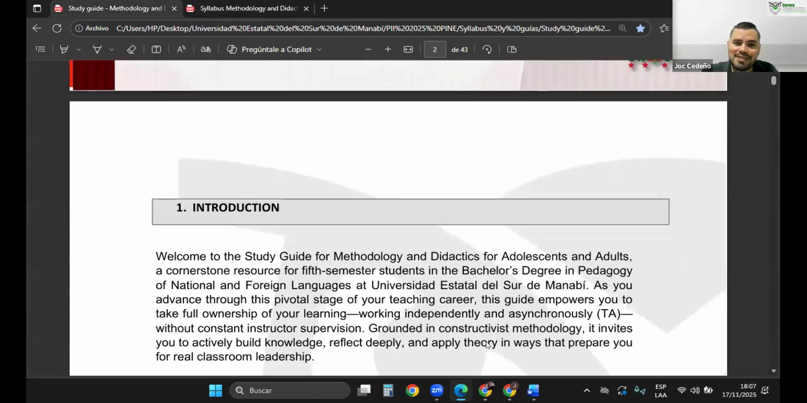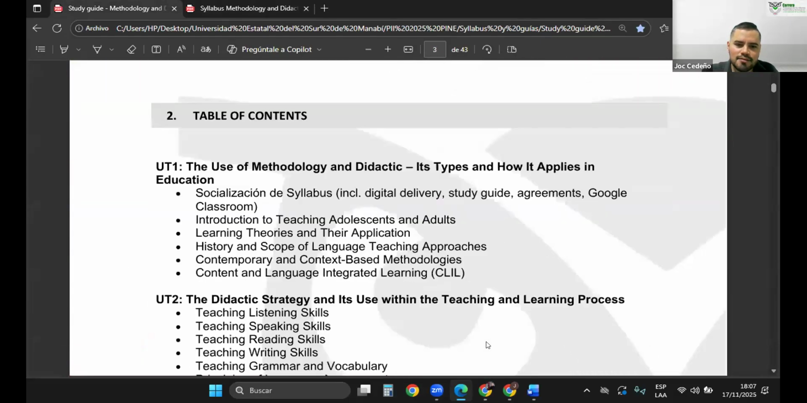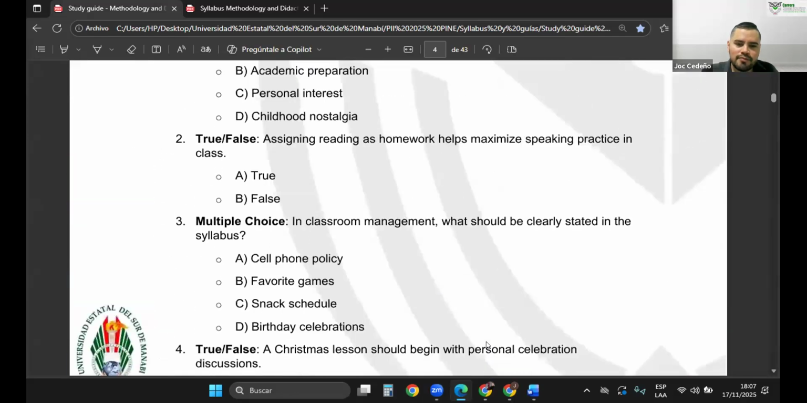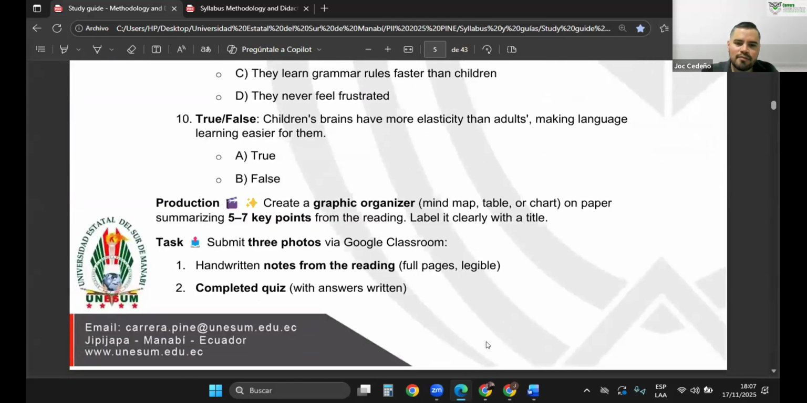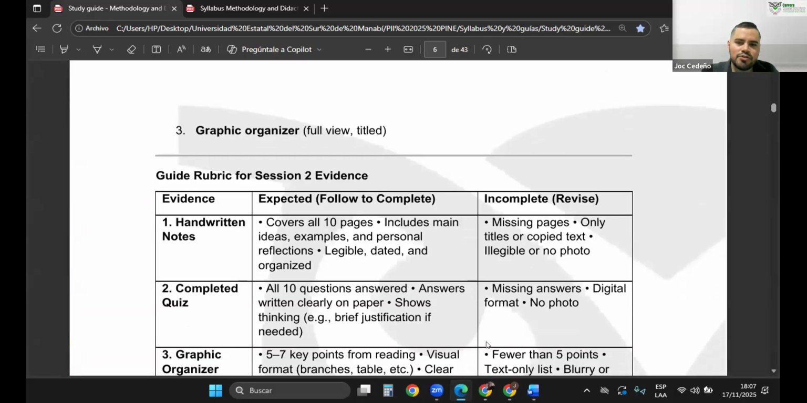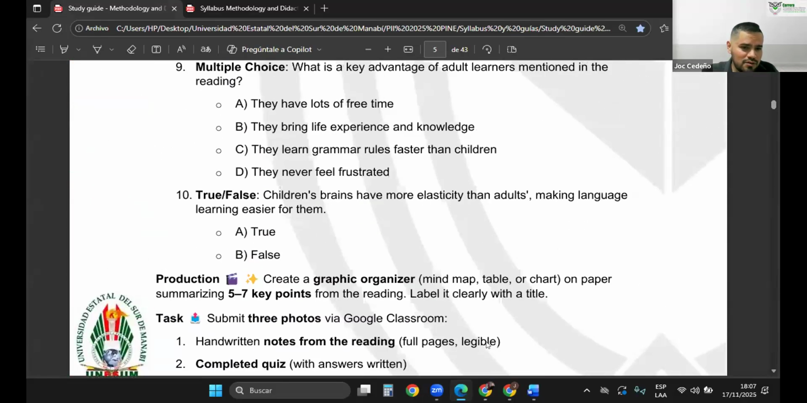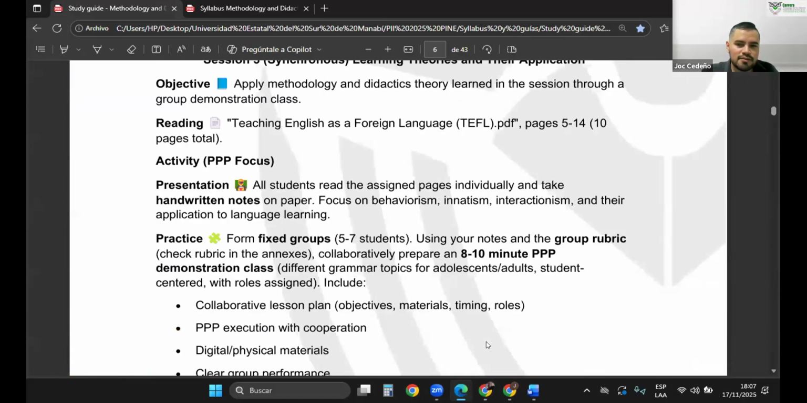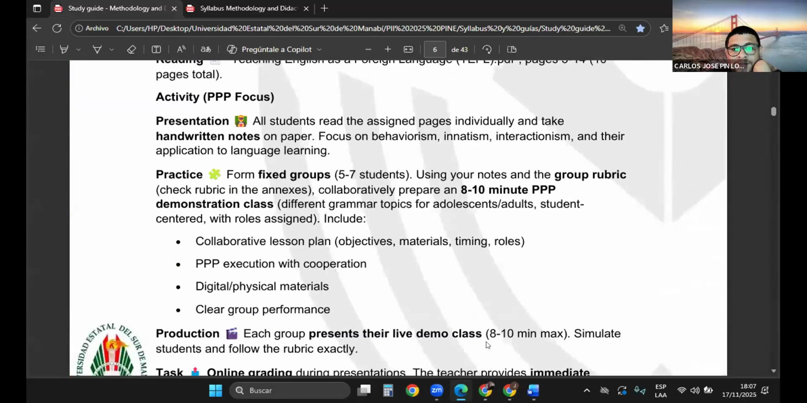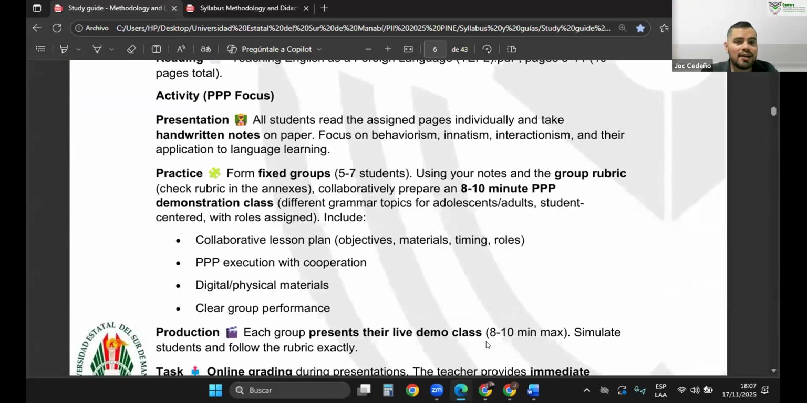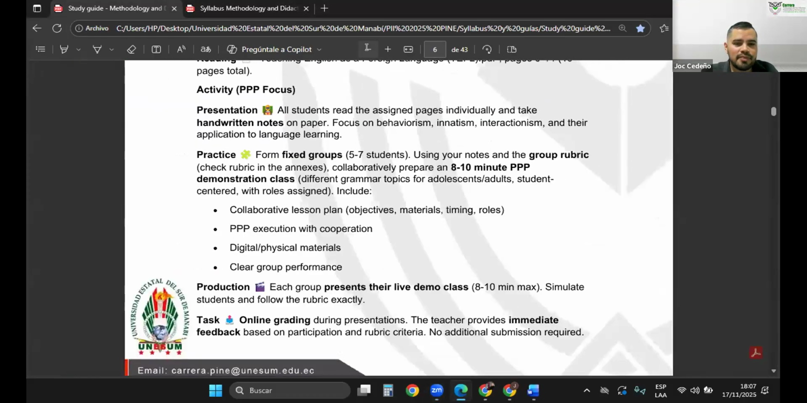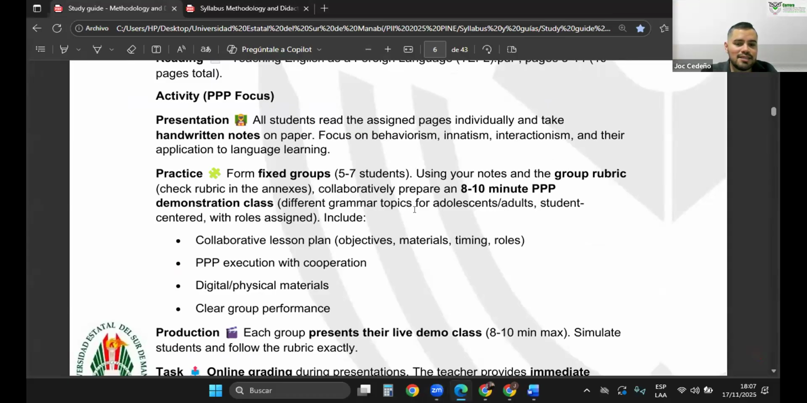So what are we going to do? A presentation or a demo class? Demo class. A demo class. So we need to act as teachers or as students. What are we going to act like? Teachers or students?